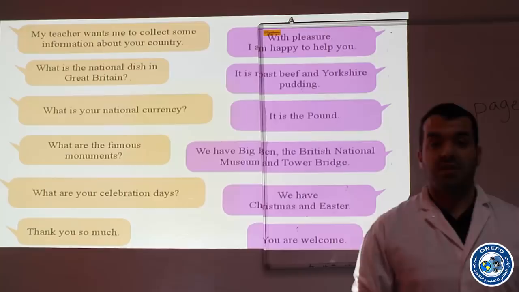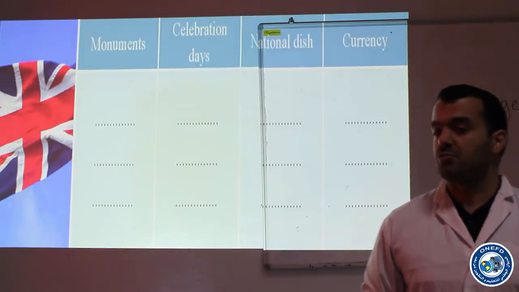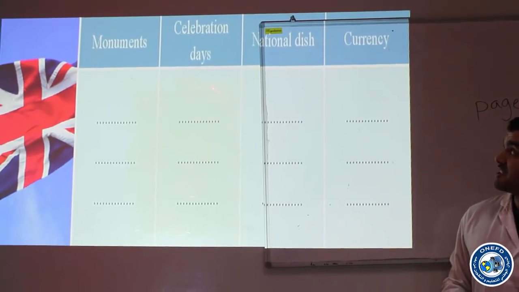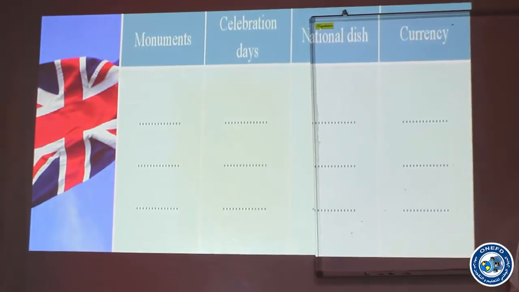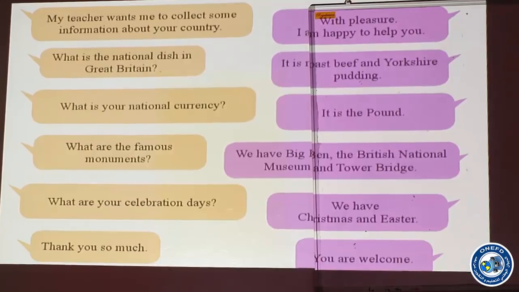So, you have 3 minutes. Try to read the dialogue, then do the following task: monuments, celebration days, national dish, and finally, currency. Go ahead.